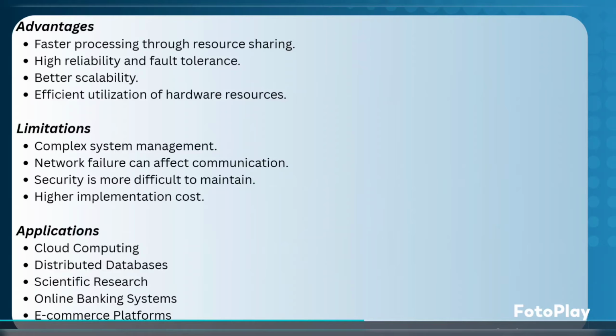Some characteristics of distributed operating system include resource sharing, communication between computers, and transparency to the user. However, managing such a system is more complex, and network failure or security issues can affect the overall system.